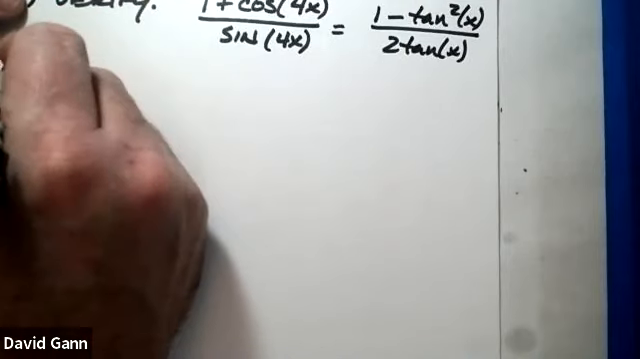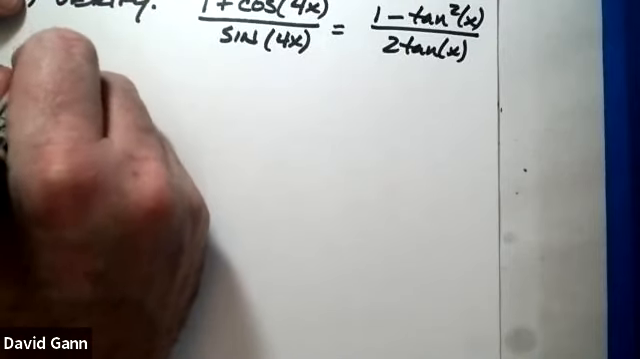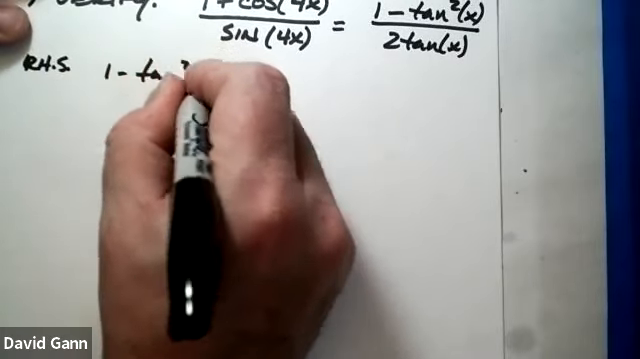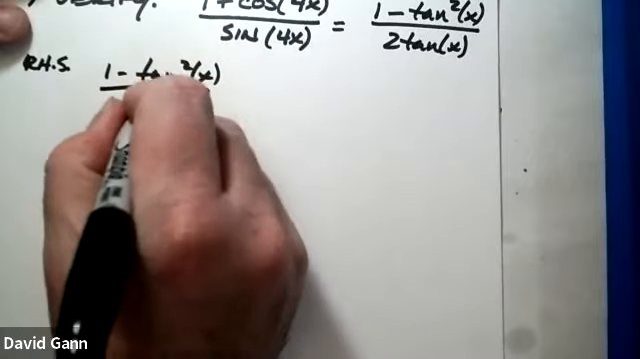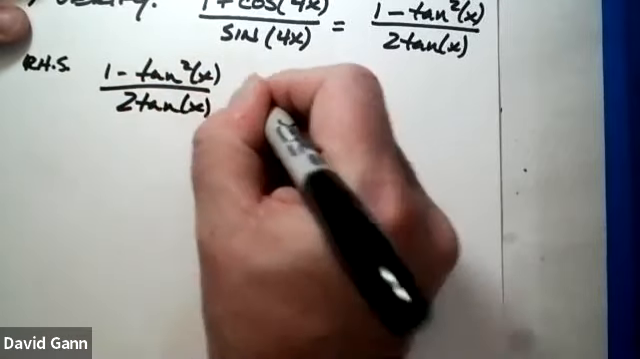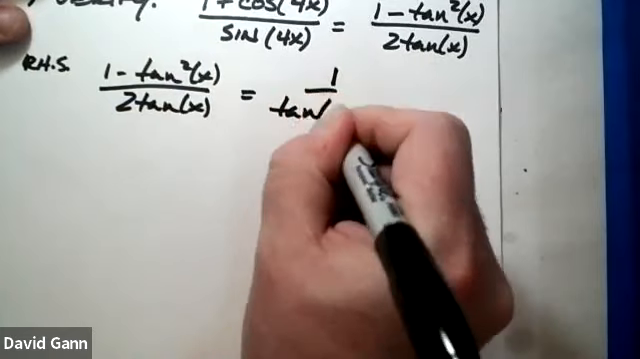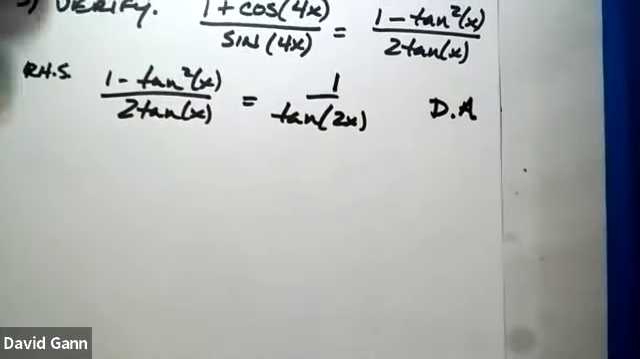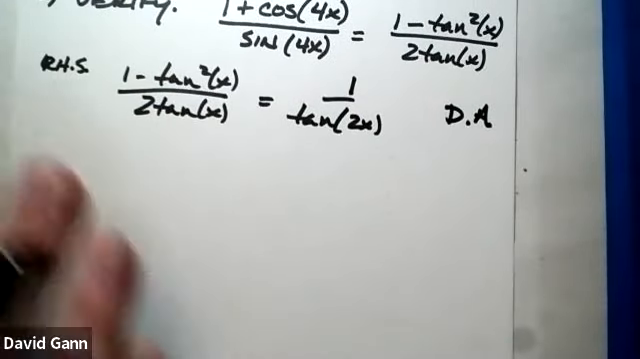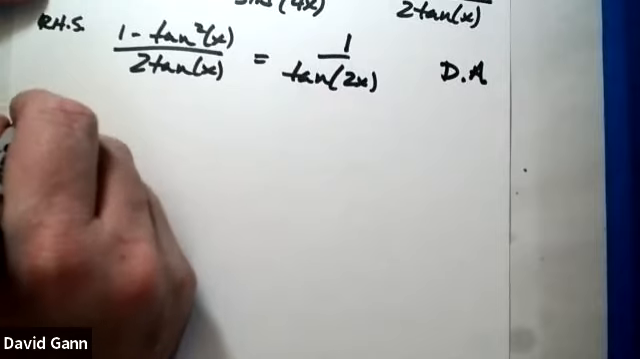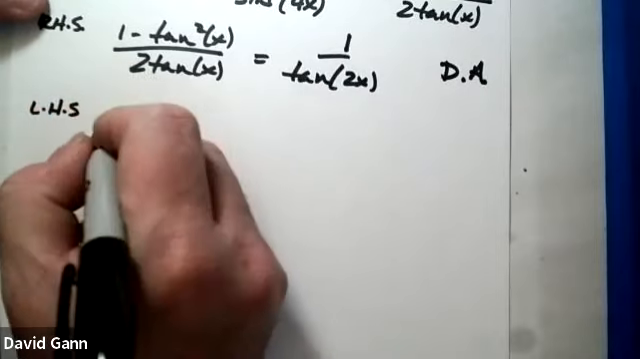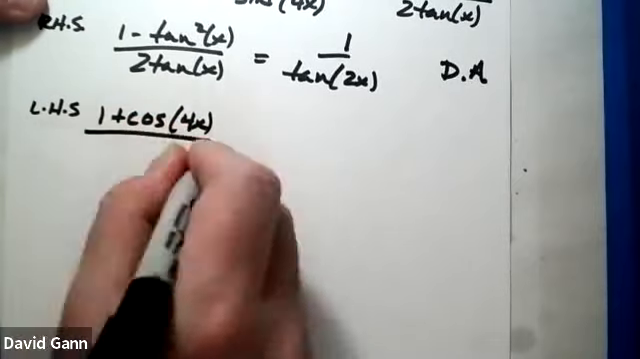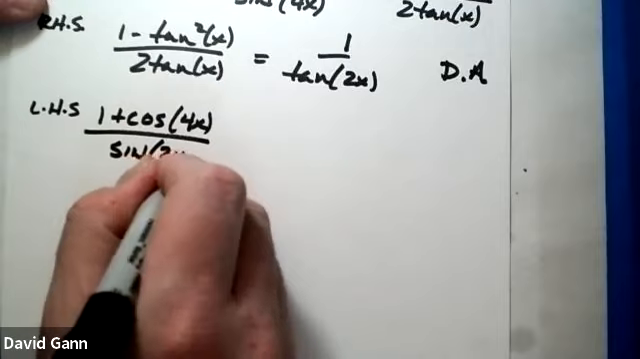So starting with the right-hand side, 1 minus tangent squared of x over 2 tangent of x equals 1 over tangent of 2x. And that's just a double angle identity, right? So now, starting with the left-hand side, I want 1 plus cosine of 4x over sine of 4x.